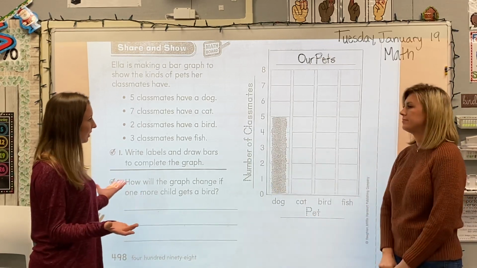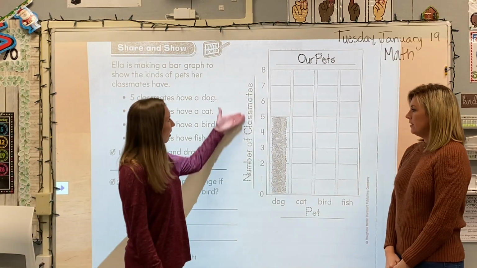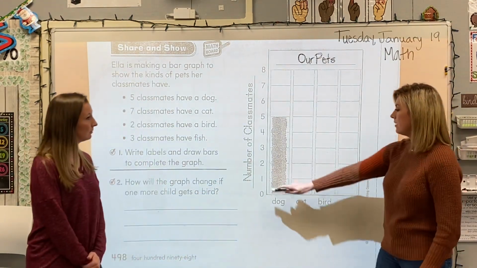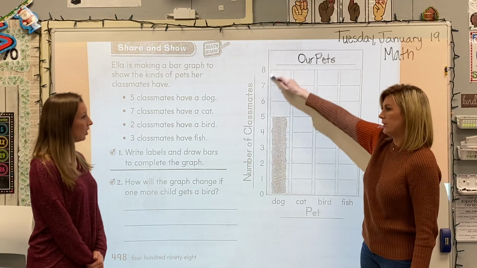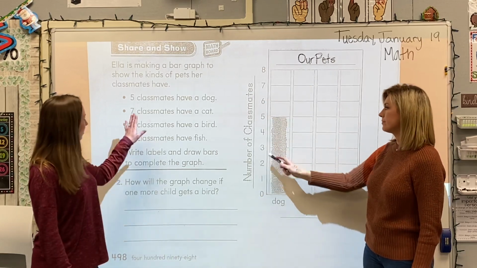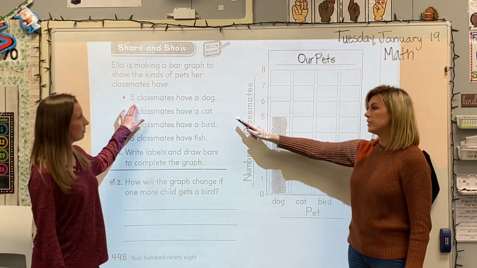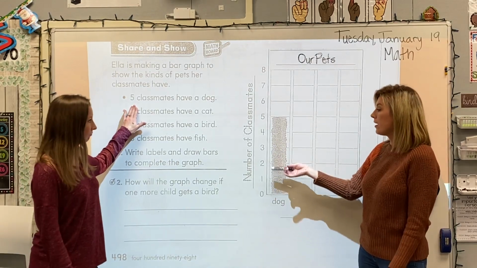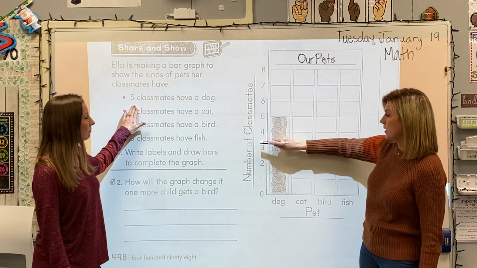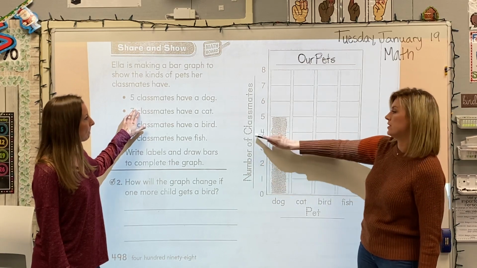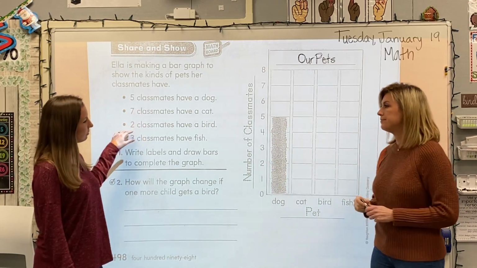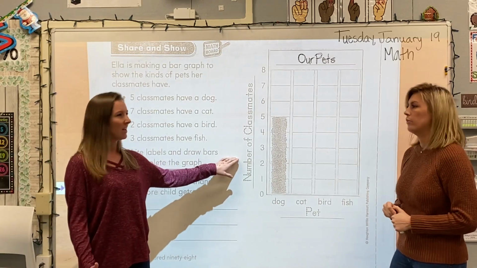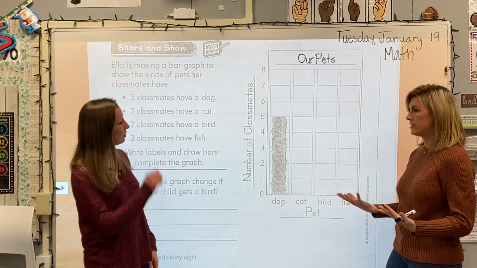All right, so tell me about the labels. Why did you choose to write number of classmates here? Well, because the numbers are going up the graph. Yes, and those numbers represent how many students have that pet. So we need to know what these numbers are. What are they talking about? Well, I look at the label and it tells me this 4 means that 4 students have that particular pet. Awesome. So we wouldn't just write numbers. We're going to tell what that number represents. Number of classmates.